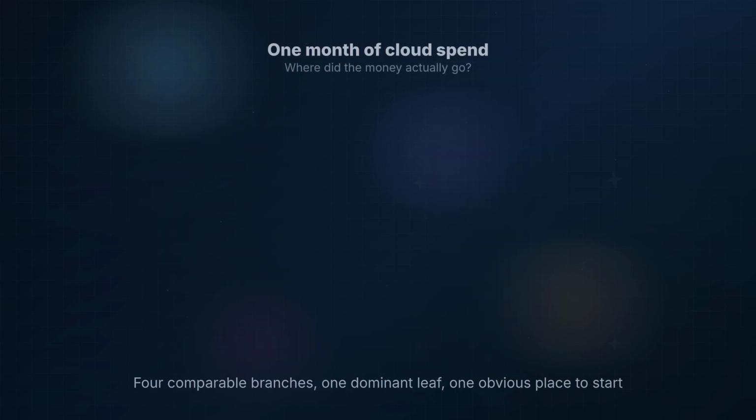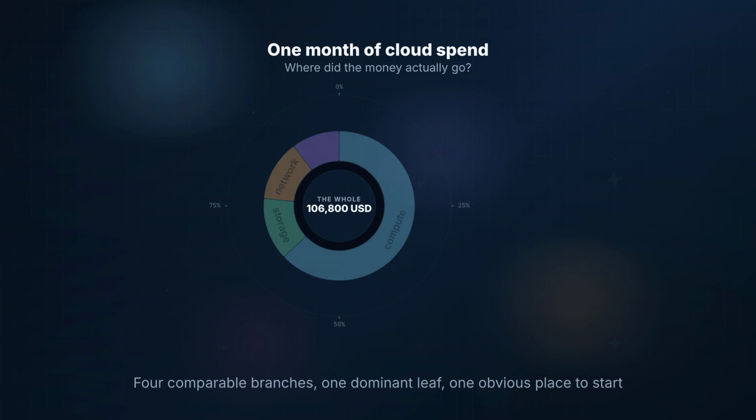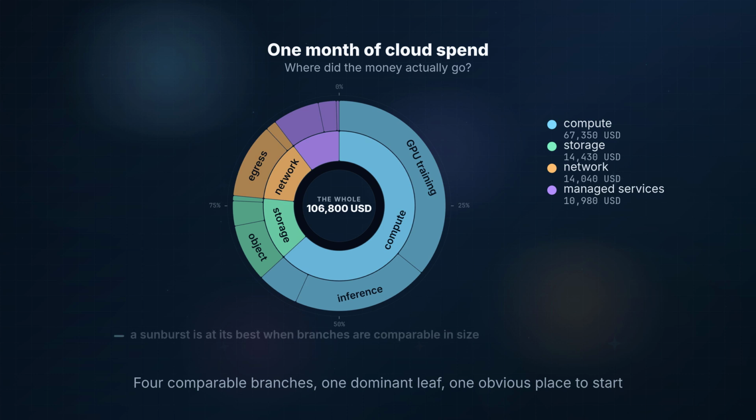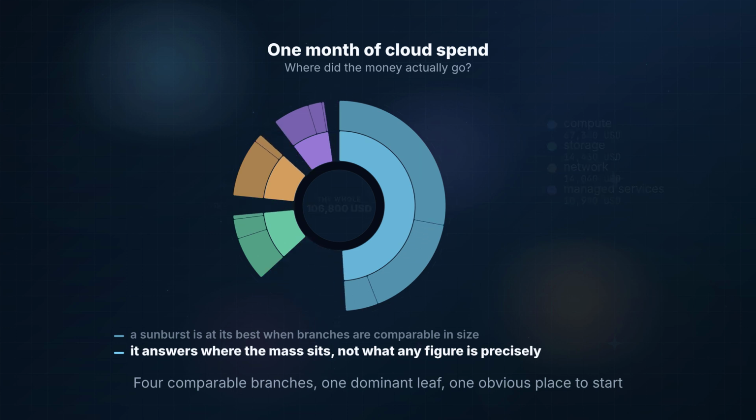Cost allocation is the case this chart was built to answer. Here is 1 month of cloud spend, about $106,000, split by service family and then by service. The question is not what any line costs. Your billing console already answers it. The question is where the money went. Watch the rings arrive. Compute takes nearly 2/3 of the circle, and inside it, training alone is more than half. A finance conversation just became an engineering one.